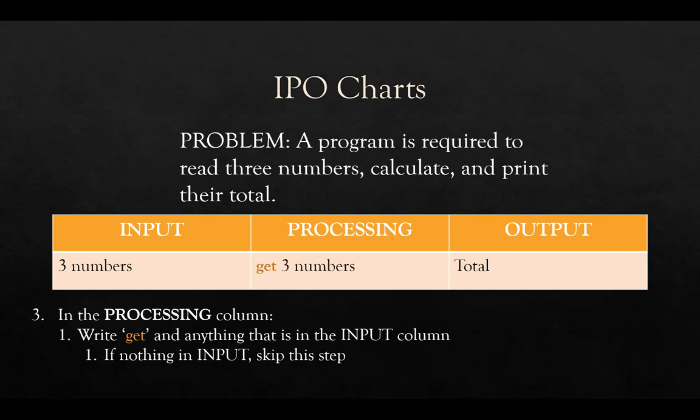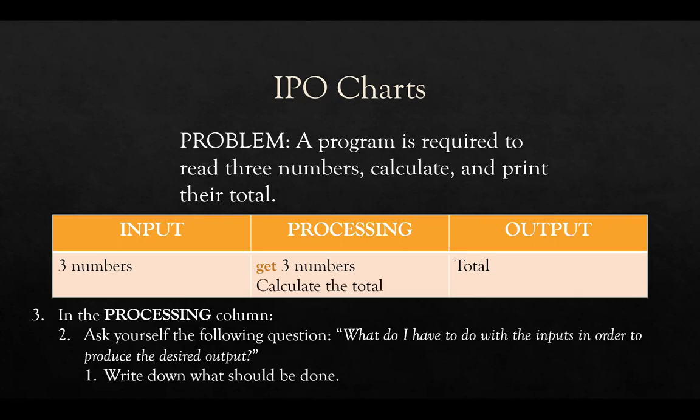Now, we have to get the input from the system for the processing. We use the word get to signal moving the data from the input component into the processing unit. Using the directions, we complete the get step. And I just said get 3 numbers. You could again say get num1, get num2, get num3. Both are acceptable.